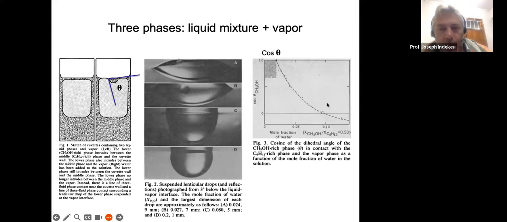And what we see is that there are several data points here, and also a guide to the eye, a dashed line, which gives us the cosine of the contact angle as a function of water concentration in this liquid mixture, which has at least 3 components, so methanol, cyclohexane, water, and some substance that is the blue dye.